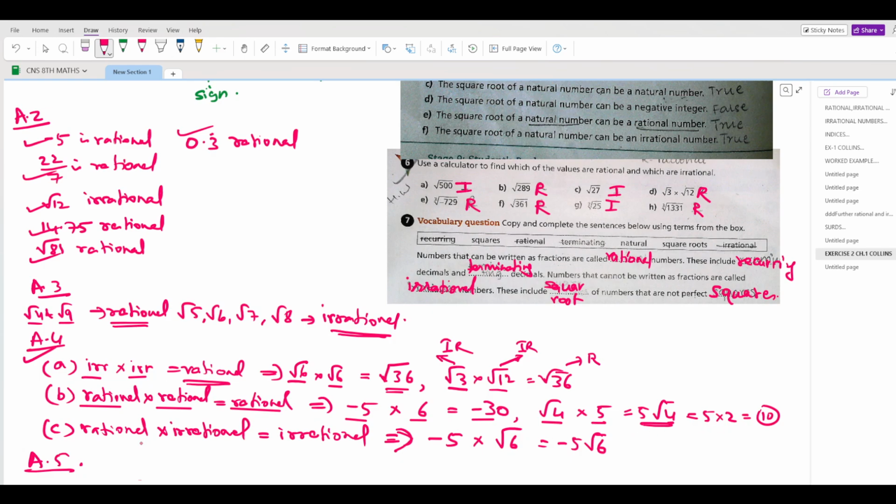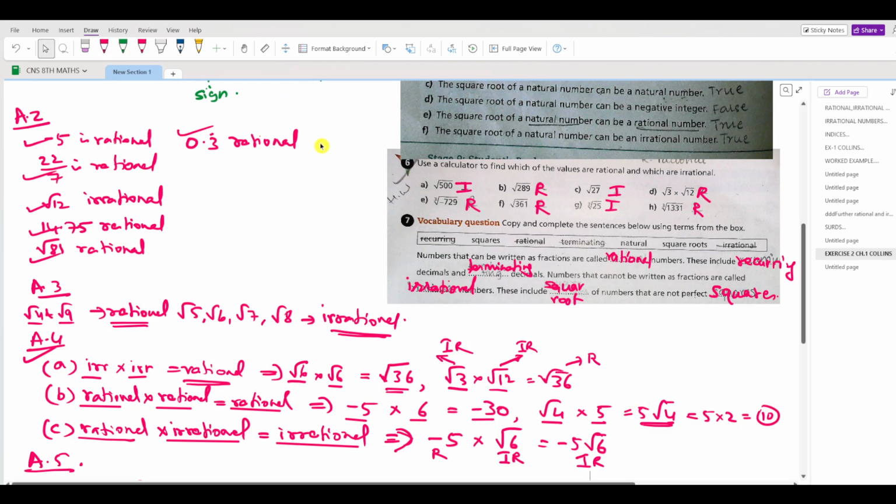Okay. And C, you have to give an example of a rational number multiplied by an irrational number giving you an irrational number. So let us take -5. -5 is an integer, so it is a rational number. Multiplied by root 6. Root 6 is an irrational number, you know why. And when you multiply these two, you'll get -5 root 6, and -5 root 6 is an irrational number. So this is an example of a rational multiplied by an irrational number giving you an irrational number. Okay. So this was the answer to question number 4.